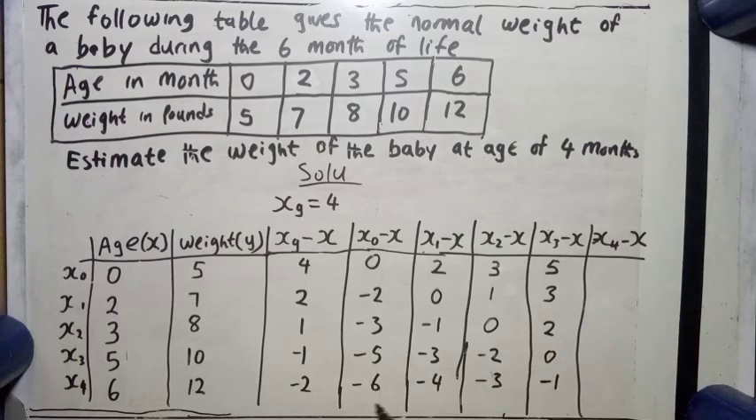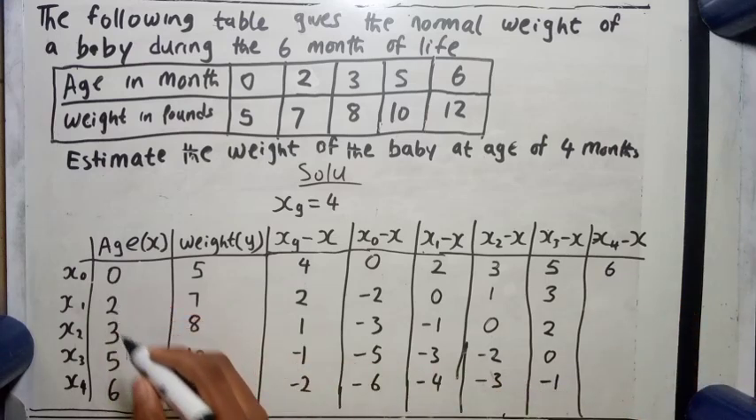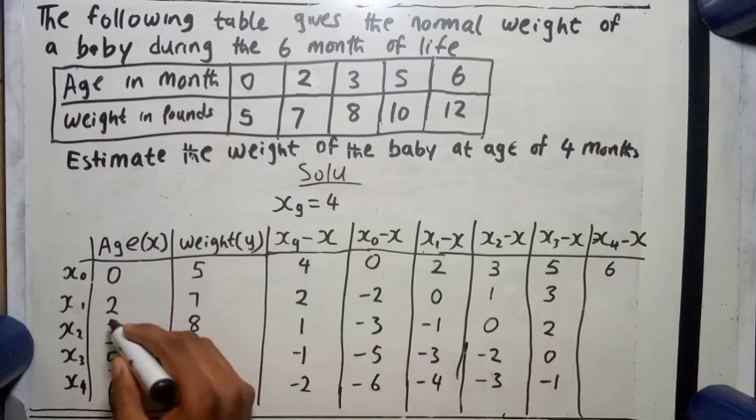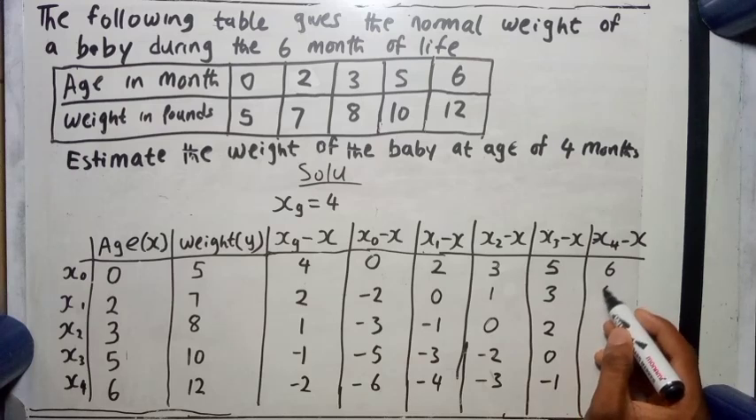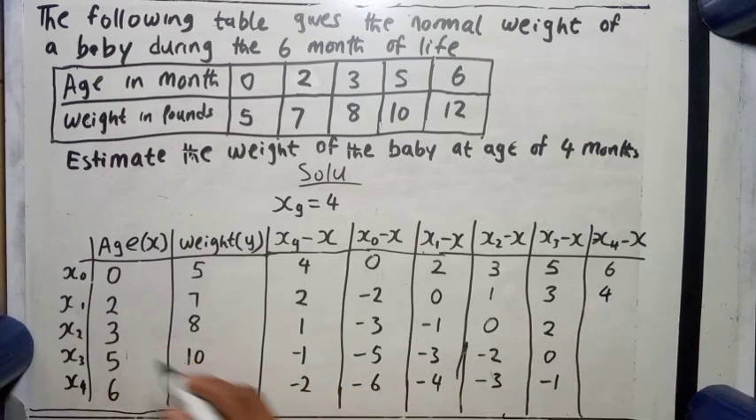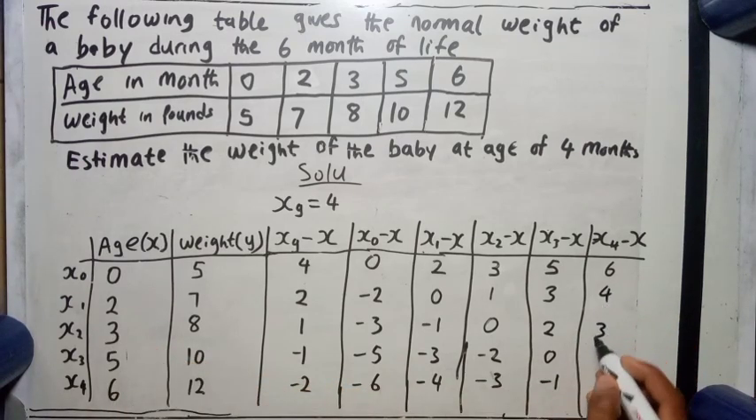Over to the next one, which is what, x4. So we're subtracting this from the rest. Now we are having 6 minus 0, 6. 6 minus 2 is 4. 6 minus 3 is 3. 6 minus 5 is 1. And 6 minus 6 is what, 0.